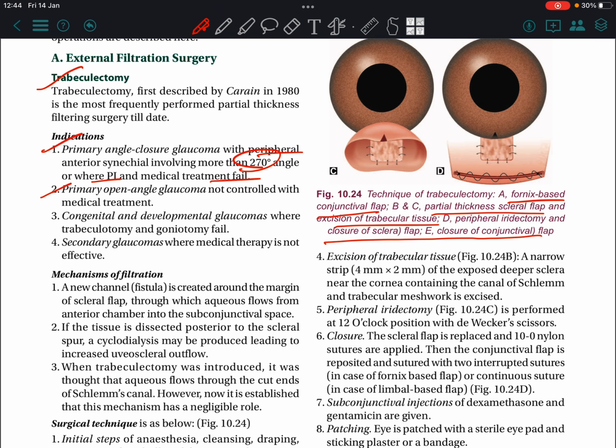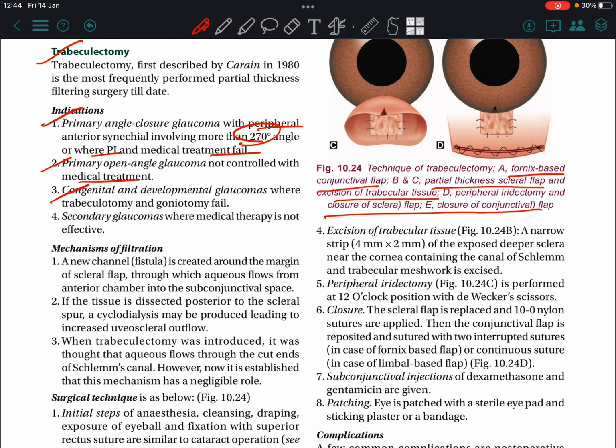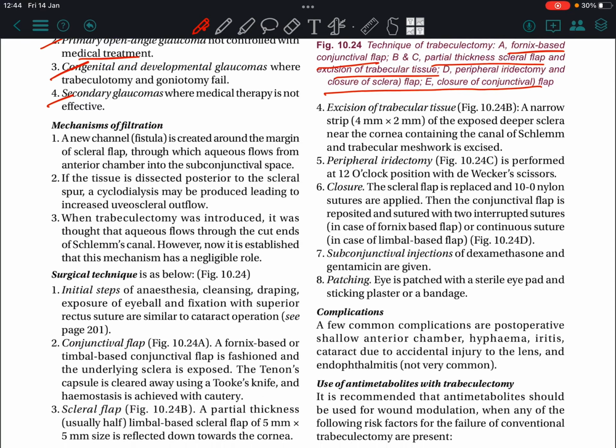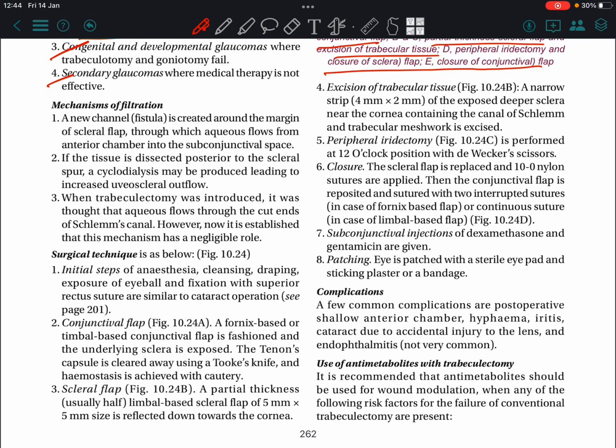or where PAC and medical treatment fail. Primary open angle glaucoma not controlled with medical treatment. Congenital developmental glaucoma, secondary glaucoma. Mechanism: filtration. A new channel, a fistula, is created around the margin of the scleral flap through which aqueous flows from the anterior chamber into the subconjunctival space. If the tissue is dissected posterior to the scleral spur, cyclodialysis may be produced, leading to increased uveoscleral outflow.